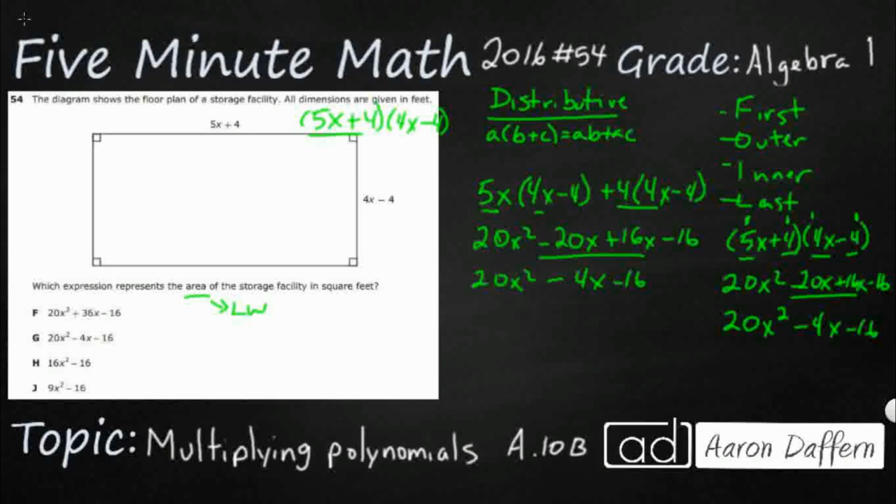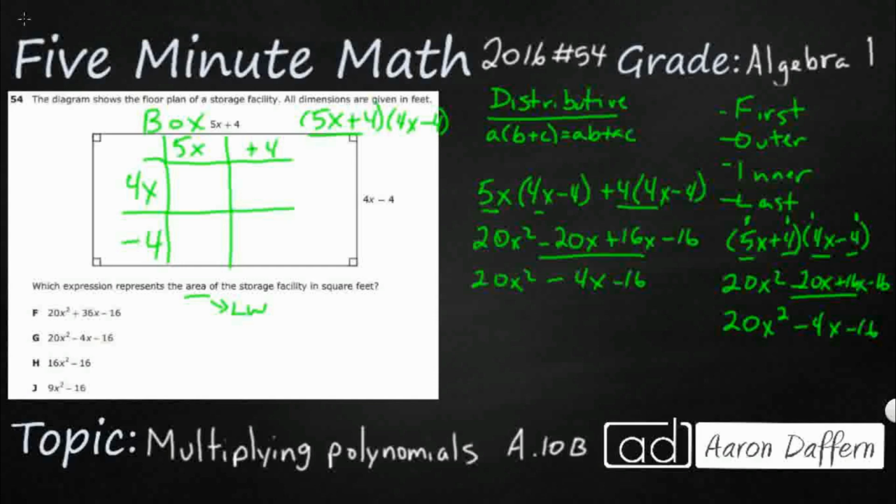We can also use the box method. The box method I want to show you simply because it always works, and it's good for when you have to multiply like trinomials or anything other than these two binomials. So what we're going to do is we're going to take our 5x plus 4, and then we are going to take our two other terms here, our 4x, our minus 4, and then we're just going to multiply, right, for each box.